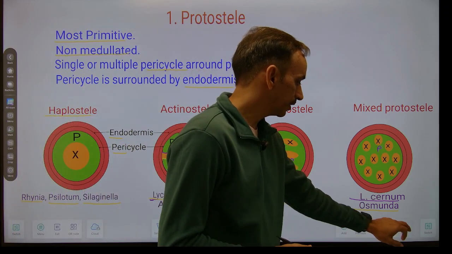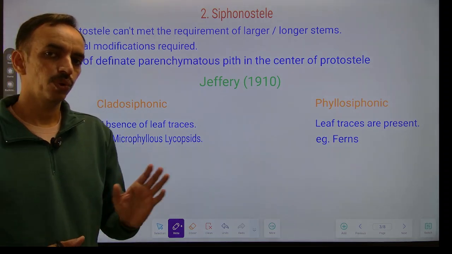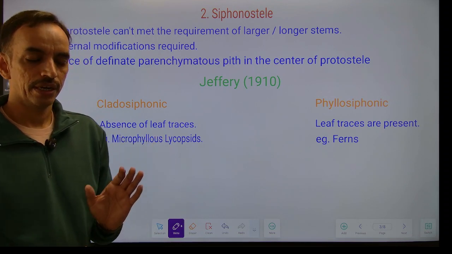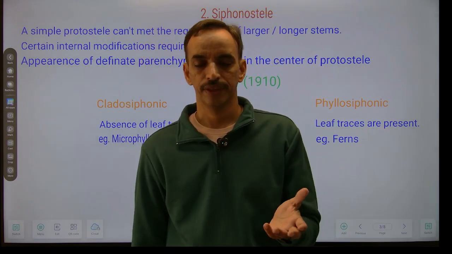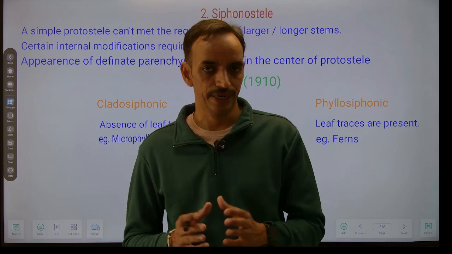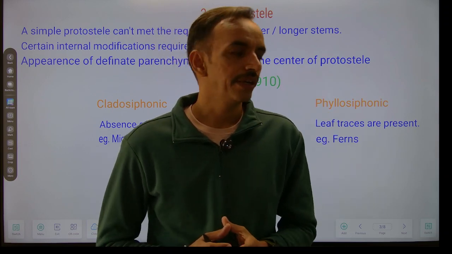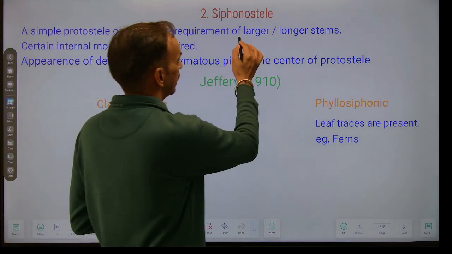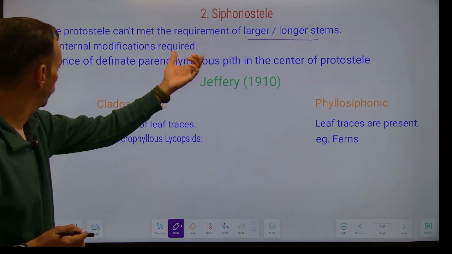Next is the siphonostele. Now, the basic difference between the protostele and the siphonostele is the presence of pith. As we already stated, the protostele is a primitive type. A protostele is enough to meet the requirement of smaller plants. But as the height of the plant increases, the protostele is not enough to meet the requirement of these larger stems. So there is an evolution of siphonostele.